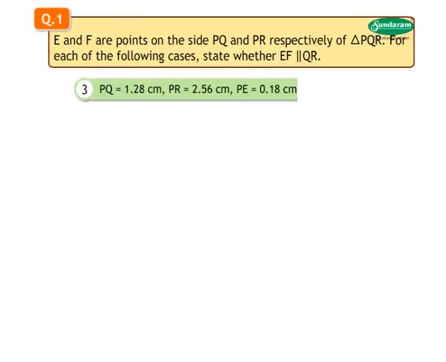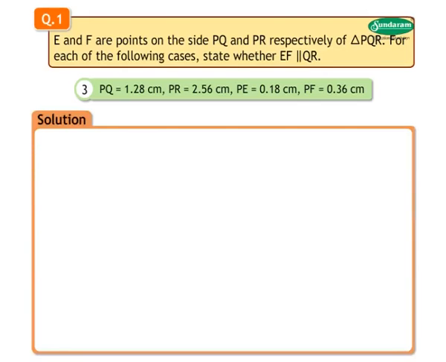Number 3. PQ is equal to 1.28 centimeters. PR is equal to 2.56 centimeters. PE is equal to 0.18 centimeters. PF is equal to 0.36 centimeters.